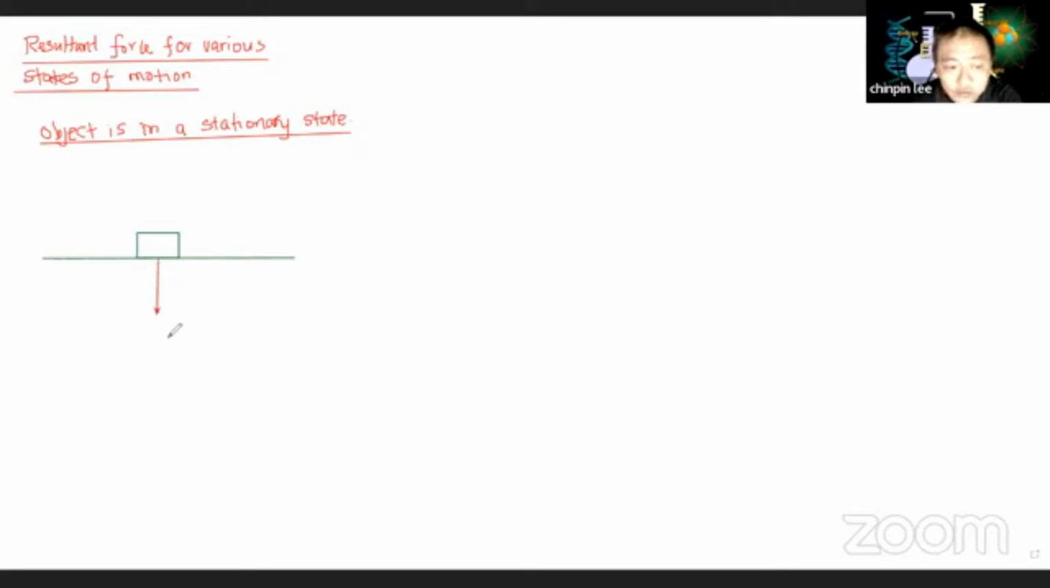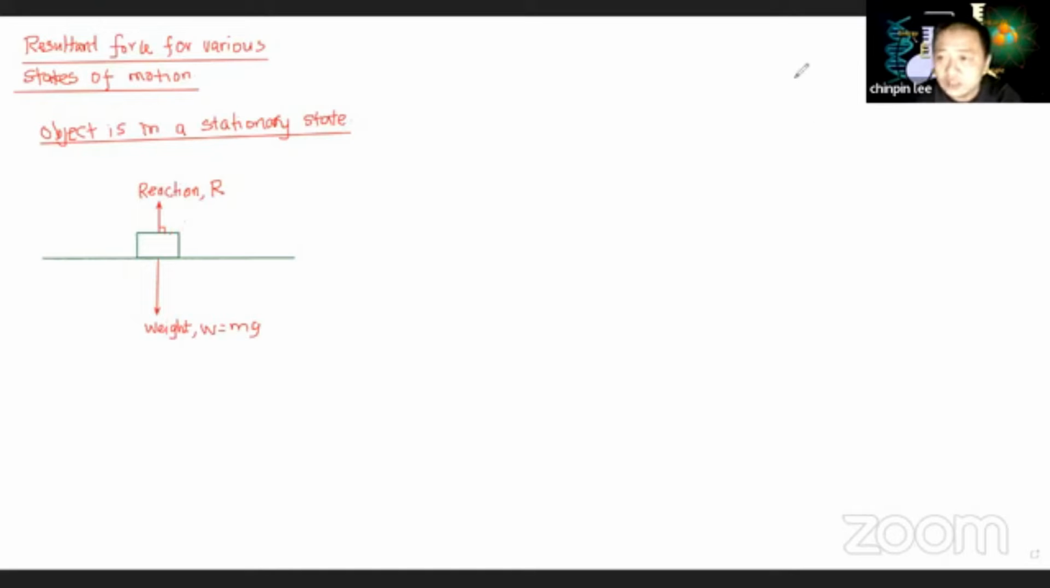This force, we are going to call it weight. Reaction. Reaction, we are going to use the symbol of big R. And remember, this reaction is always 90 degrees to the surface. Must be always 90 degrees to the surface.